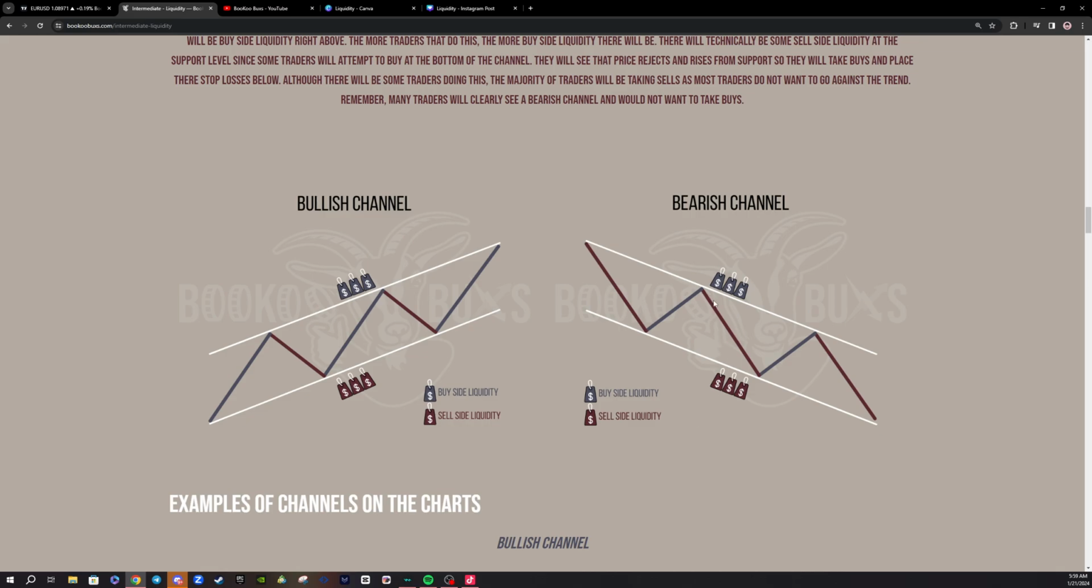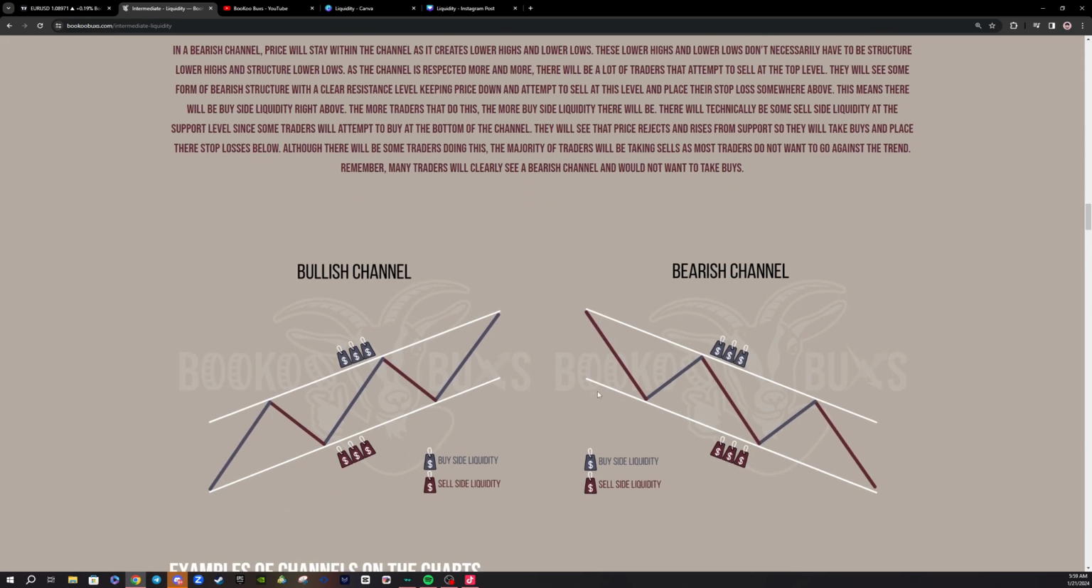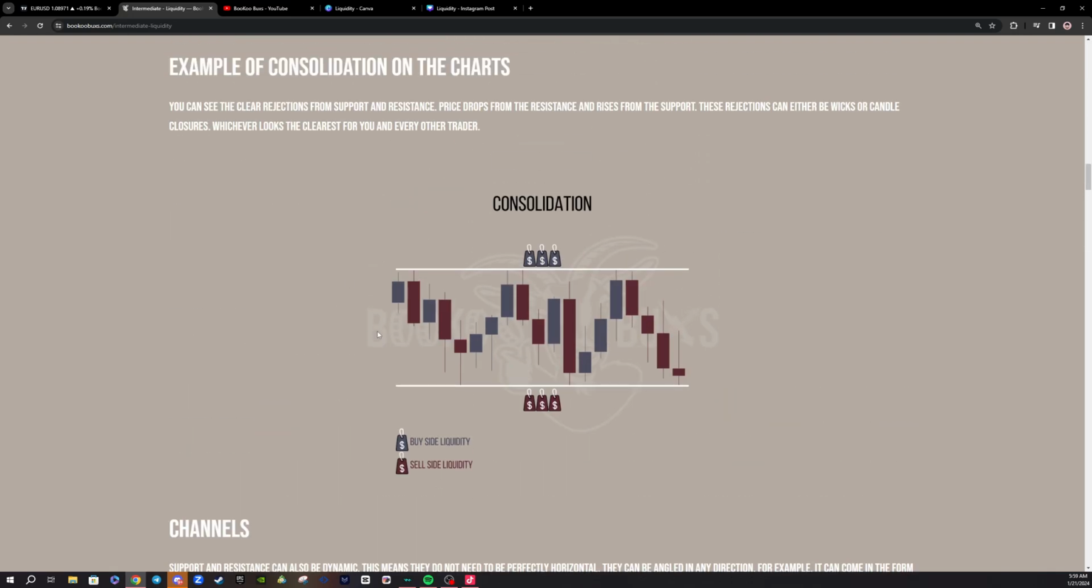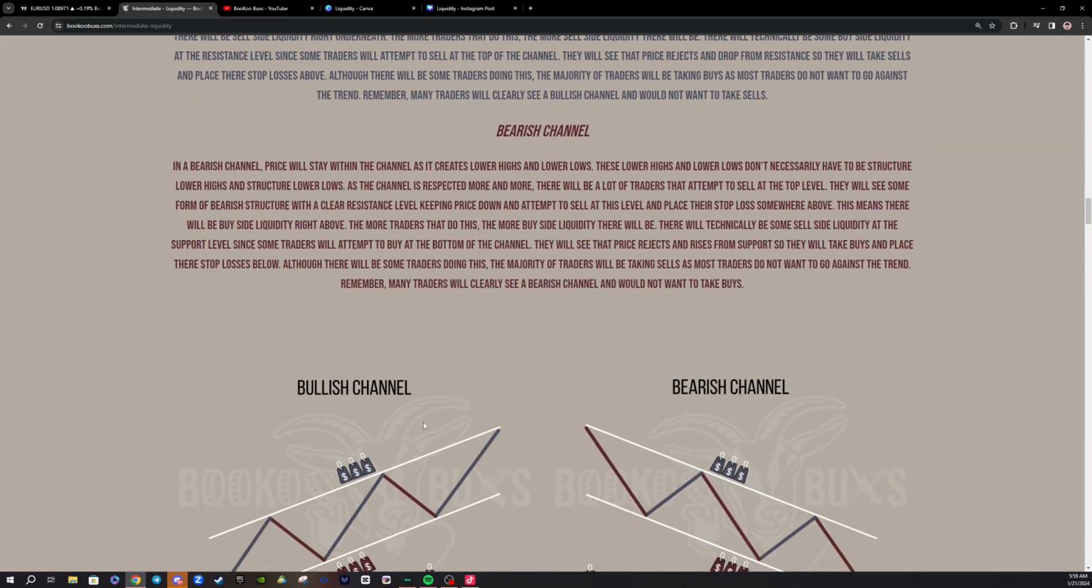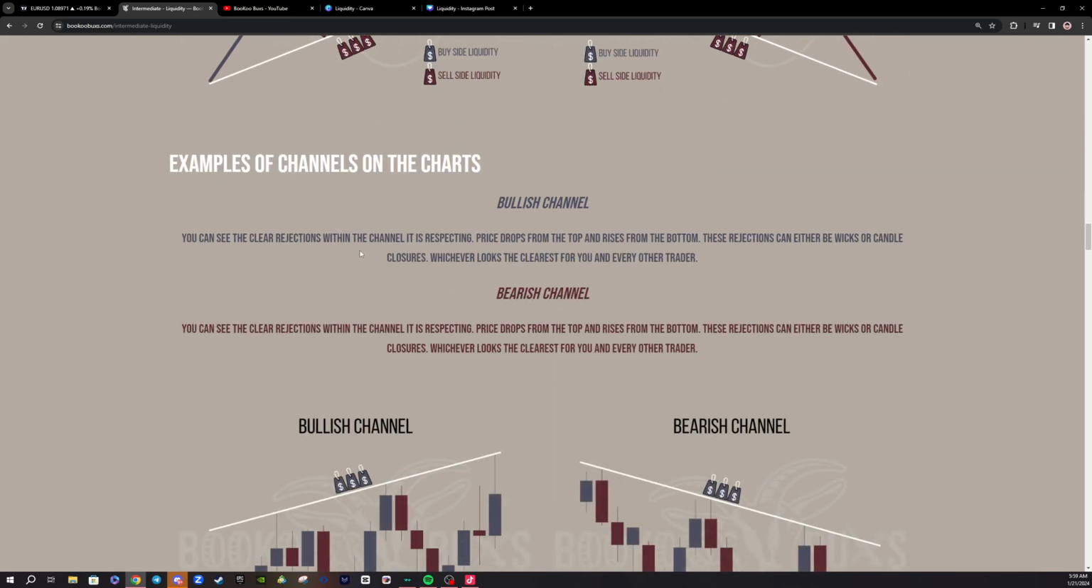Therefore, there is buy side liquidity resting above and sell side liquidity resting below. Once again, I'll reiterate: the clearer this channel is, the more liquidity there will be, just like the clearer the consolidation area is, the more liquidity there will be. So same thing here. Now, examples of channels on the charts.